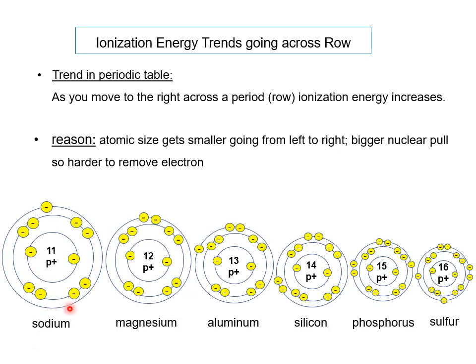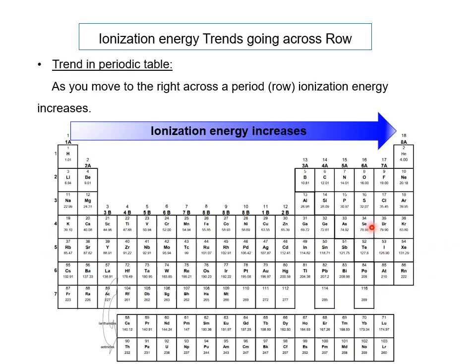So just like before, how we saw going across a row, the number of orbits is the same, right? All of these atoms here have the same orbits, but the number of protons in the nucleus increases. So the nuclear pull is greater, which means the force we have to put in to take that electron off needs to be greater also. It just makes it harder to take the electron off because the nucleus is pulling more tightly on it. So here is the ionization energy trend going across, right? It increases from left to right.